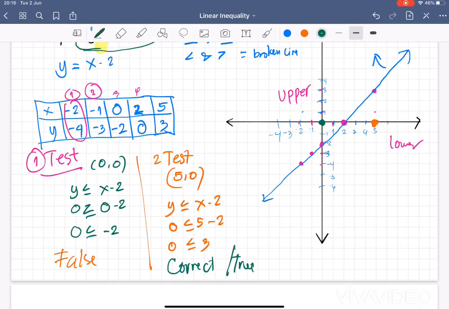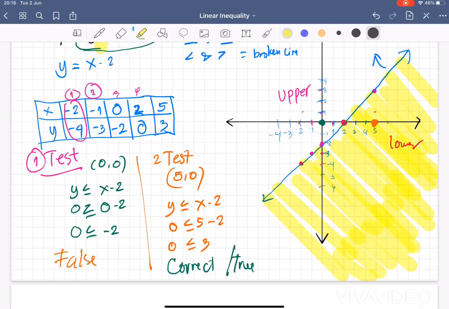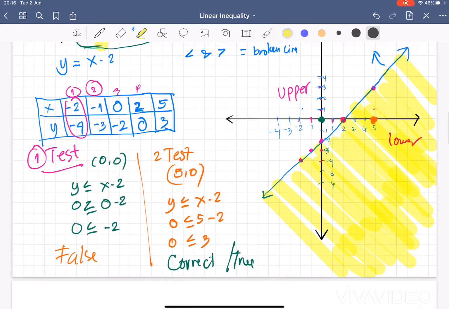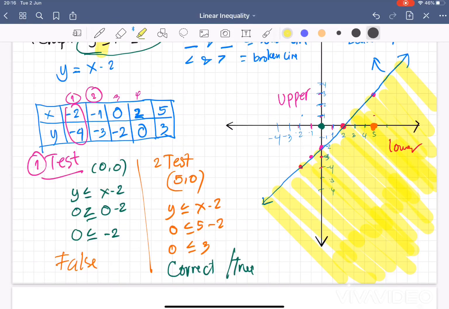Which means that the region that we are going to shade is actually the region in the lower part, this region here. We will shade that, which means that any ordered pair in this region will satisfy the inequality, including the ordered pairs on our boundary because of the less than or equal to symbol. So I think that's all about graphing linear inequalities in a Cartesian plane.